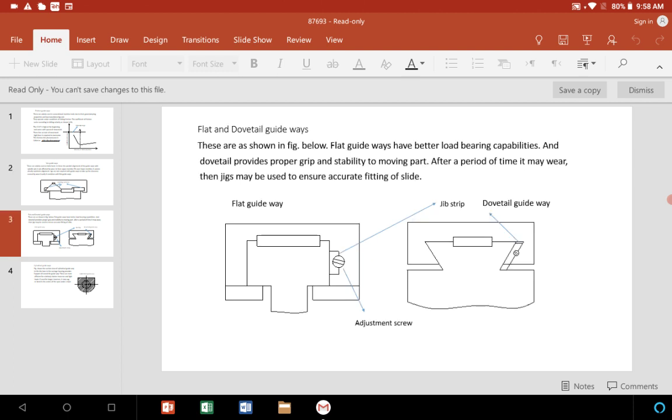Another diagram is also shown here. This includes flat and dovetail type of guideways. This figure is related to the dovetail, and the first one is the flat type of guideways. So depending upon, as I said, the work or sliding member movement, the suitable type may be utilized or used.